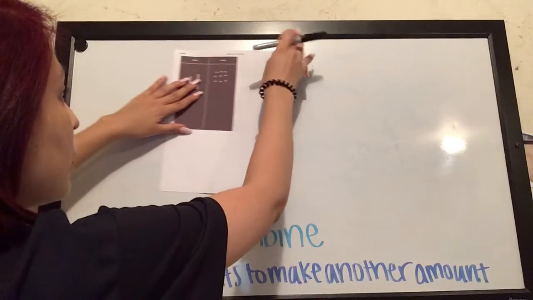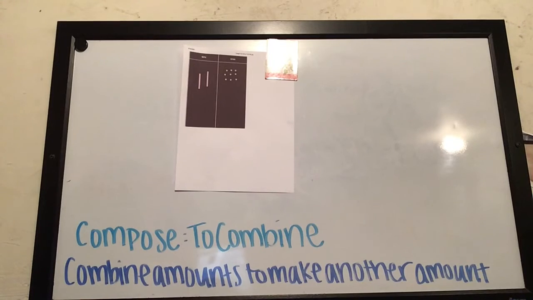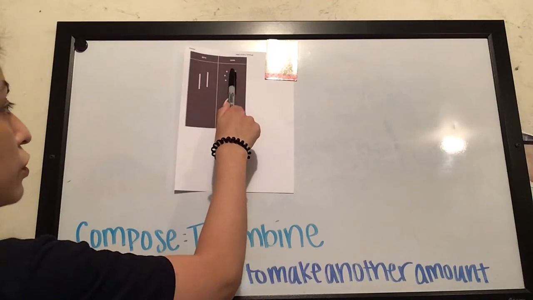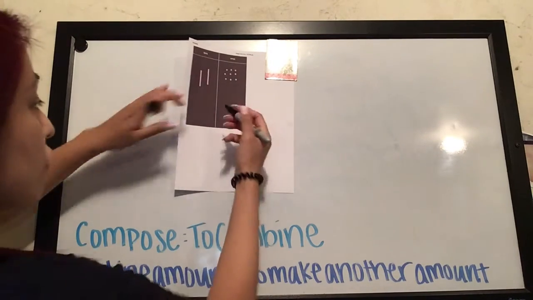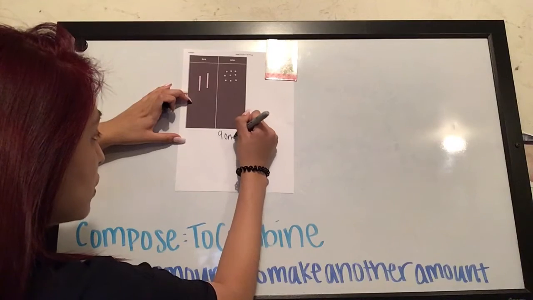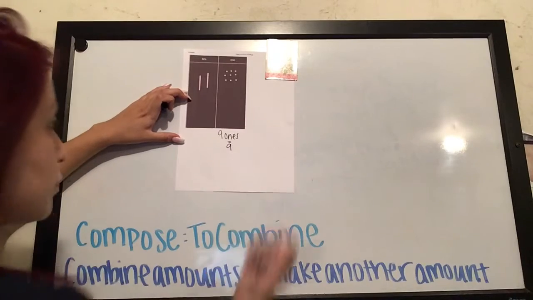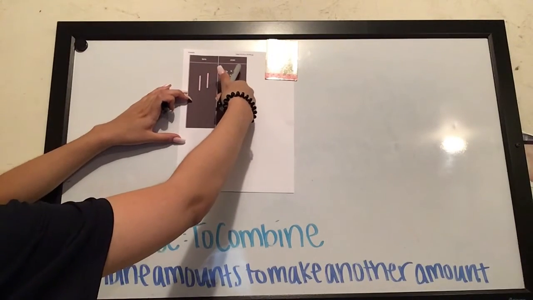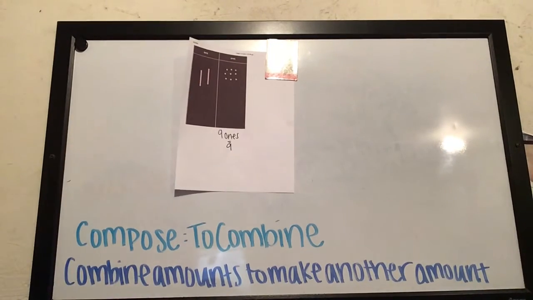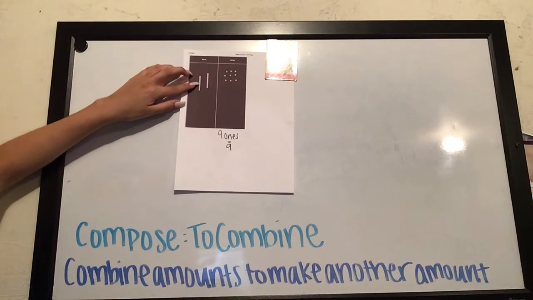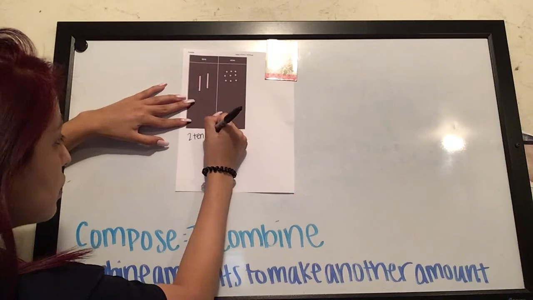So this is going to be our next example. How many ones do we have here? Let's count them. 1, 2, 3, 4, 5, 6, 7, 8, 9. We have 9 ones. 9 ones equals just 9, because each of them is just 1 unit, right? So we have 9. How many tens do you have here? In the tens place, you have 2 tens, right? So we're going to write 2 tens.